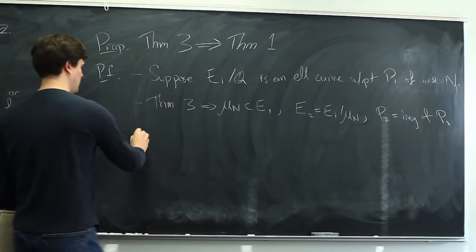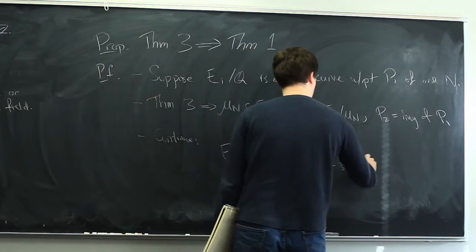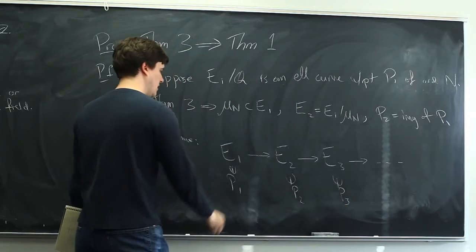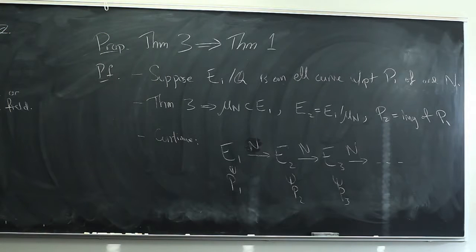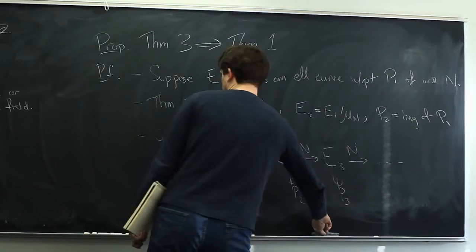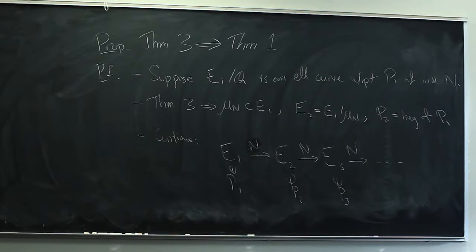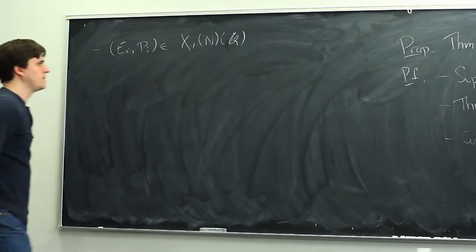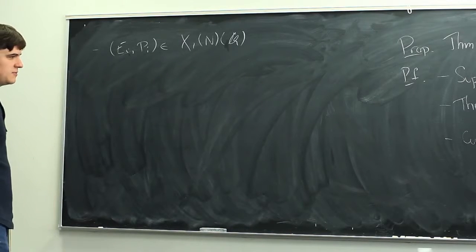Okay, and now you can continue. And so you get E1 going to E2, to E3, going on forever. And here you have P1, and the image here is P2, and the image here is P3, and so on and so forth. Each one of these things is an isogeny of degree n, and none of these P's are killed by these isogenies. So just keep taking the image of P. So each one of these, Ei, Pi, defines a rational point on X1(n). And since this set is finite, eventually there has to be some sort of repetition here. So 2 of these E's must be isomorphic.